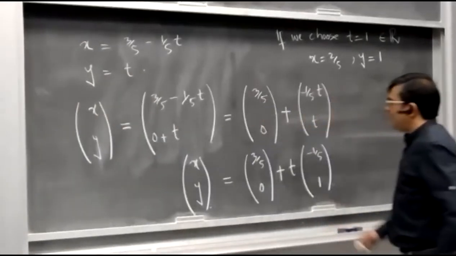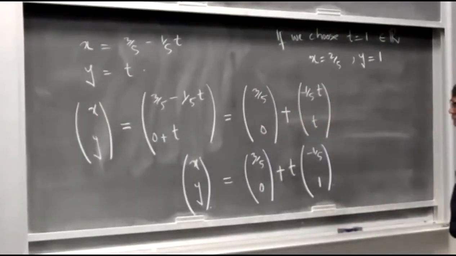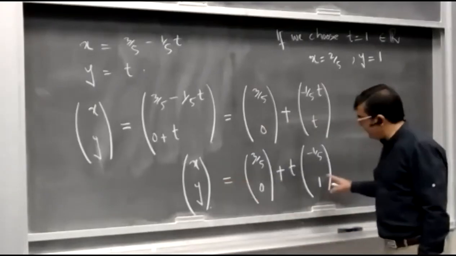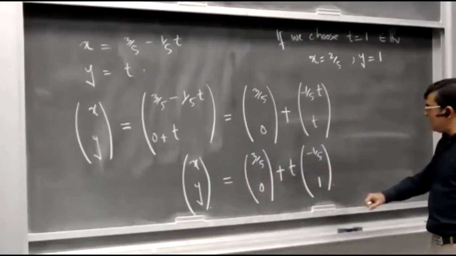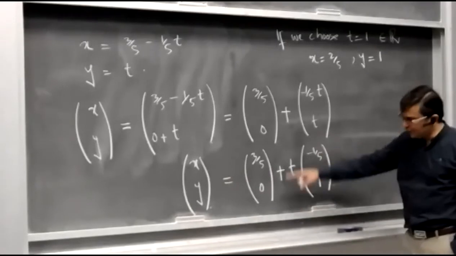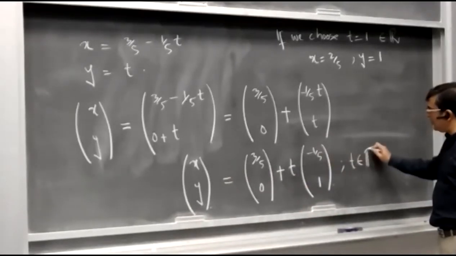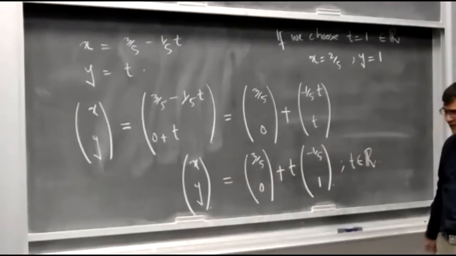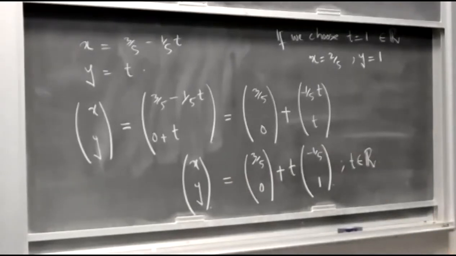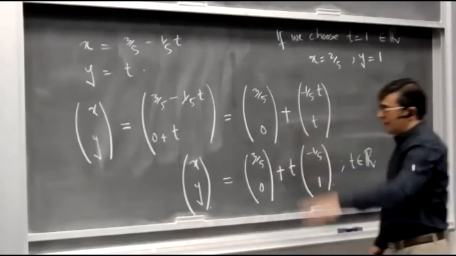Okay, take care. Now, you can say that here, this is the parametric form of the solution, and this is your solution, where you have to mention here that t, that parameter, belongs to R. You get? I hope you get it. If you have any question regarding this example, you can ask me.